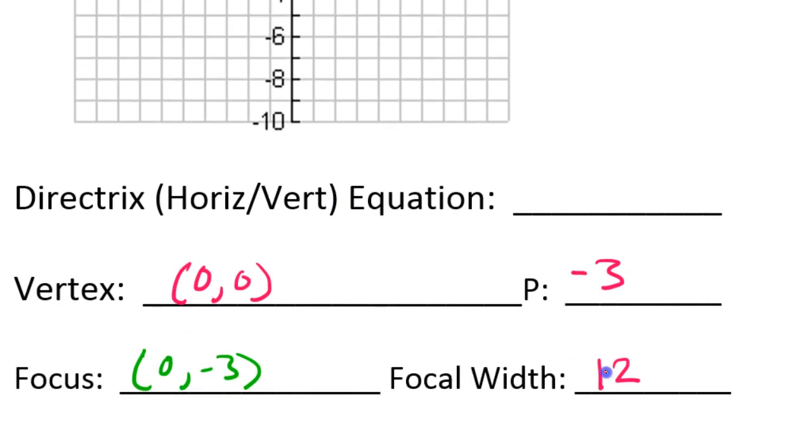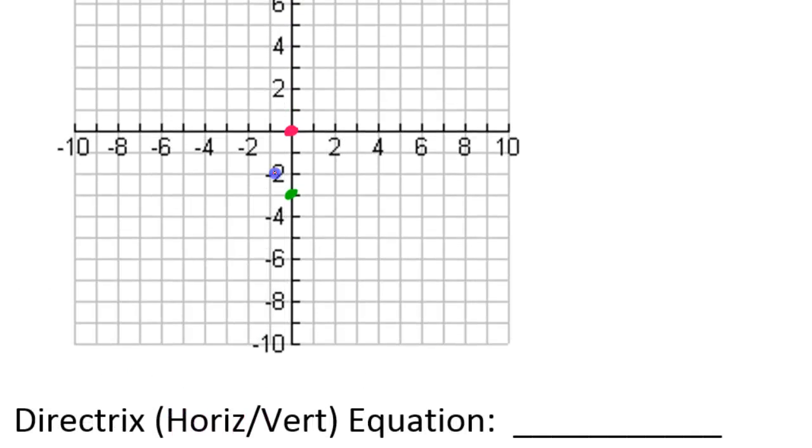Let's go ahead and use the focal width of 12. So I know the parabola is opening this way. Here's the focus. The width has to be 12. So that means if I go 6 to the right and 6 to the left, then I have a focal width of 12. So this shows me that my parabola is going to pass through these points like this.